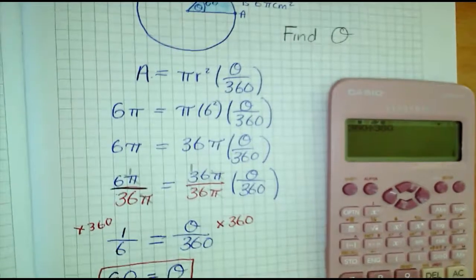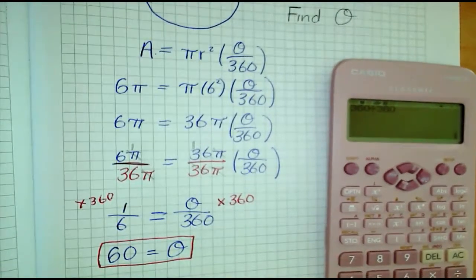Okay, so what did I do? How did I do that question? I was told the area of the sector was 6 pi, and I'm asked to find theta. So I'm asked to find that angle. I know the area of the sector, so I know I'm going to be using that formula.